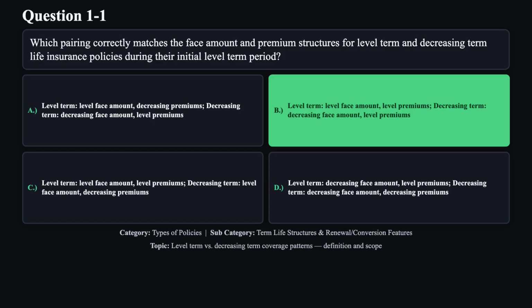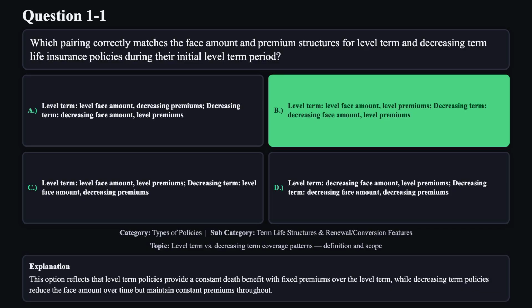The correct answer is B. This option reflects that level term policies provide a constant death benefit with fixed premiums over the level term, while decreasing term policies reduce the face amount over time but maintain constant premiums throughout.